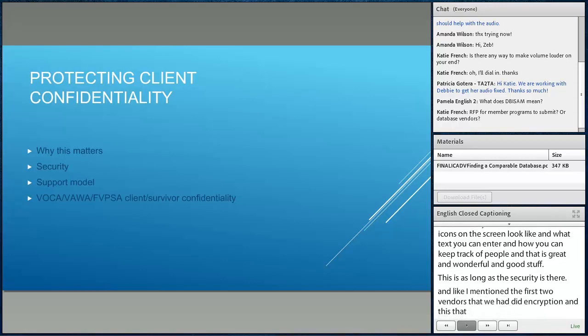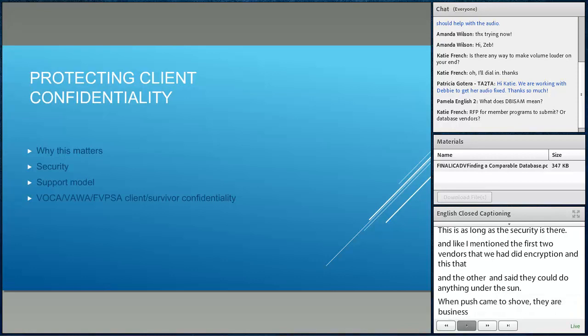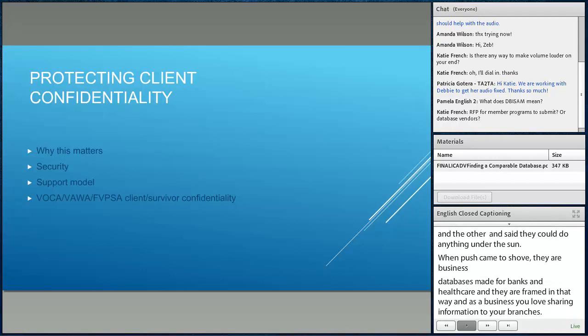they're business databases. They're made for banks. They're made for healthcare. They're framed in that way. And as a business, you love sharing information to your branches. You love sharing information around to help with your business model, and that's great. You don't run a business model. You run survivors here, survivor information.